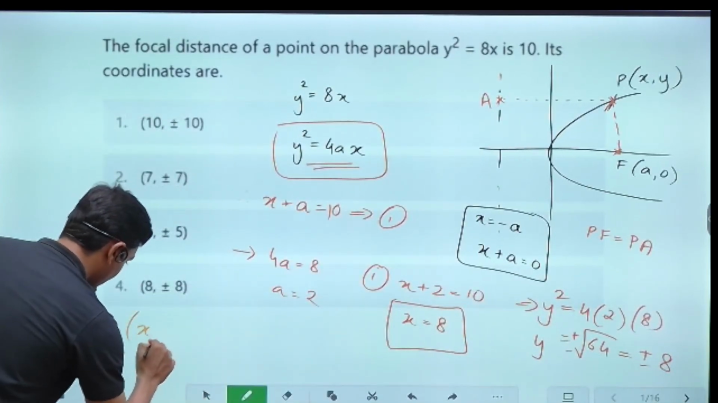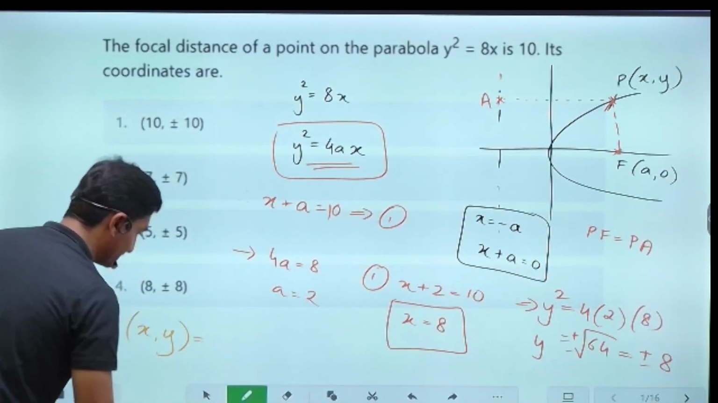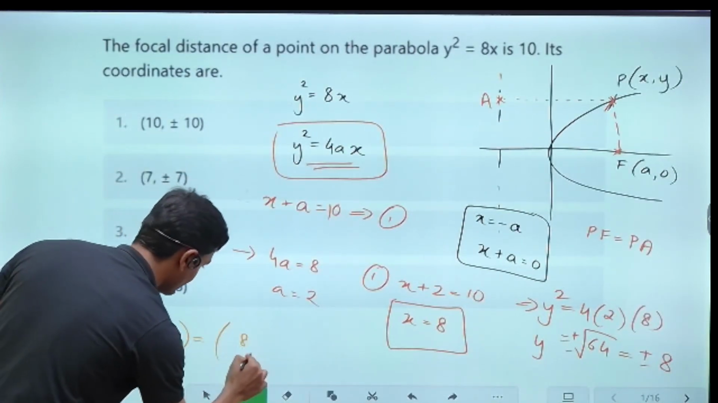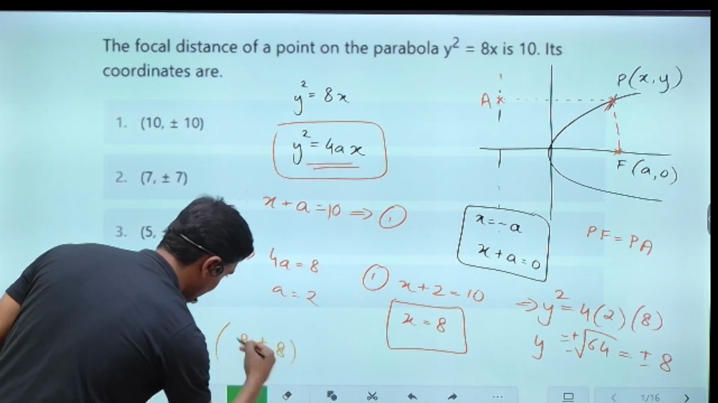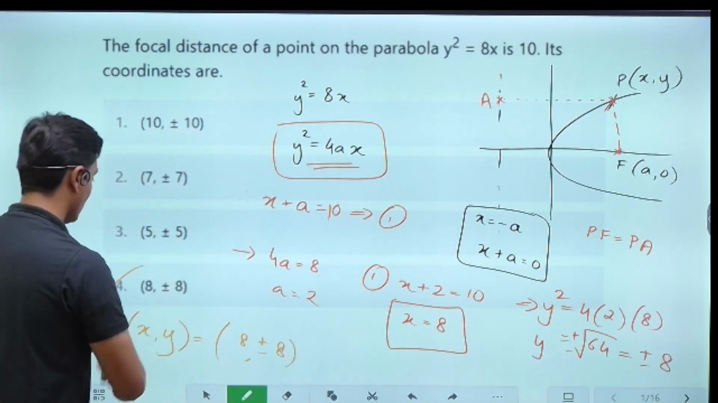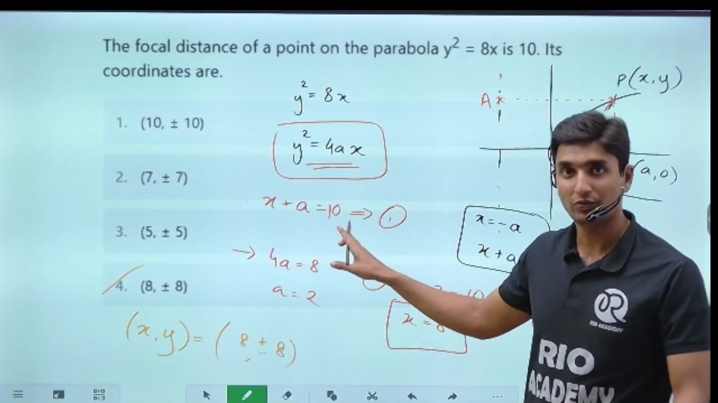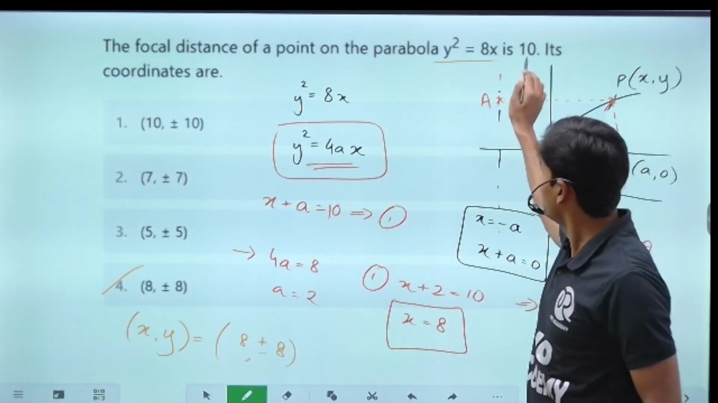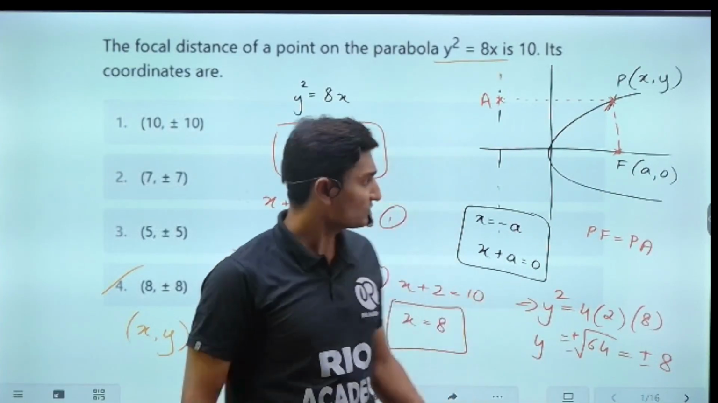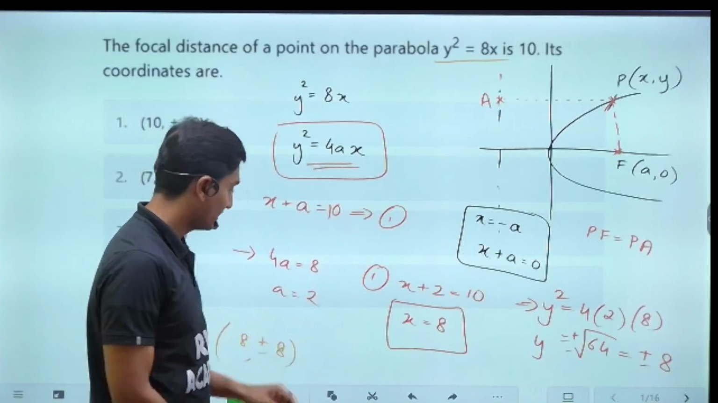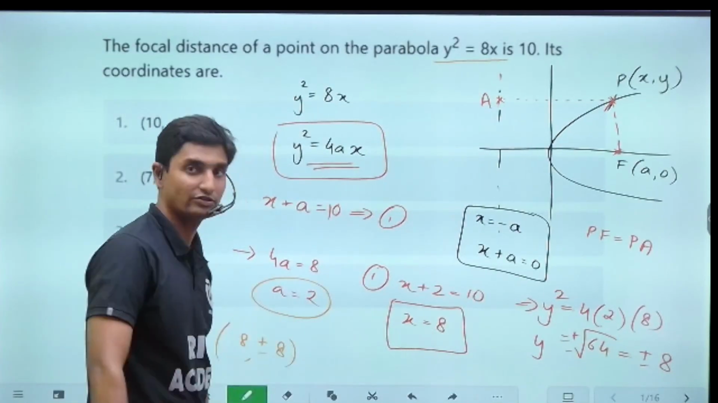So the coordinates x comma y of the unknown point that we have taken: the value of x is 8 and the value of y is plus or minus 8. And that is nothing but option number 4. I'll explain it once again. It is very simple. They have given us the equation y square is equal to 8x. We compare that with the standard format, and 4a is equal to 8. By that we obtain the value of a, which is equal to 2.